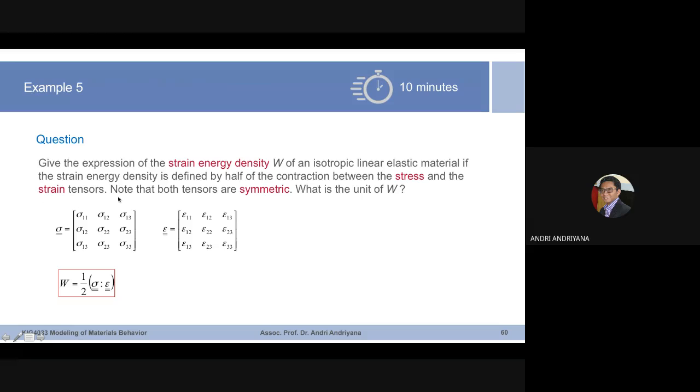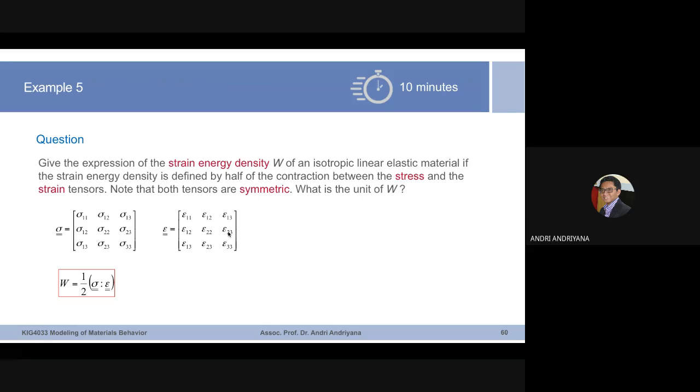Note that both tensors are symmetric, meaning that here the shear component 1,2 is equal to this one, 1,3 equal to this one, 2,3 equal to this one. So there is a mirror symmetry of the components. Similarly for the strain here, so epsilon 2,1 is equal to 1,2, and so on. There is no number here, it is just a symbol, so in the functions of sigma 1,1, sigma 1,2, and so on, there is no number here.